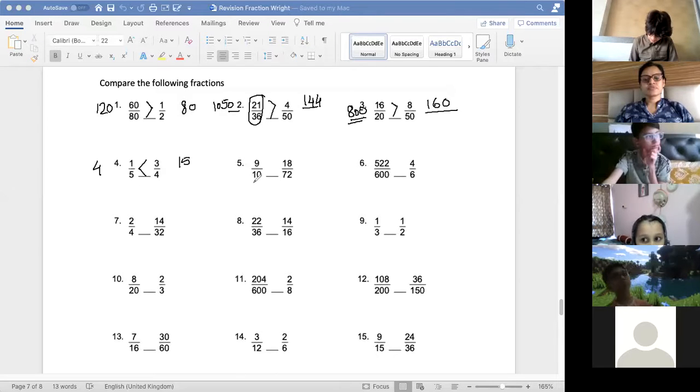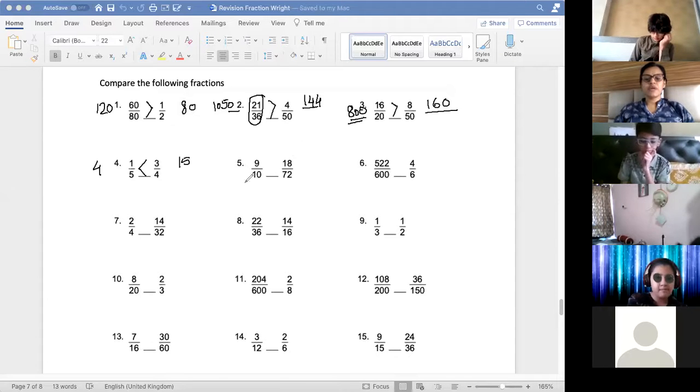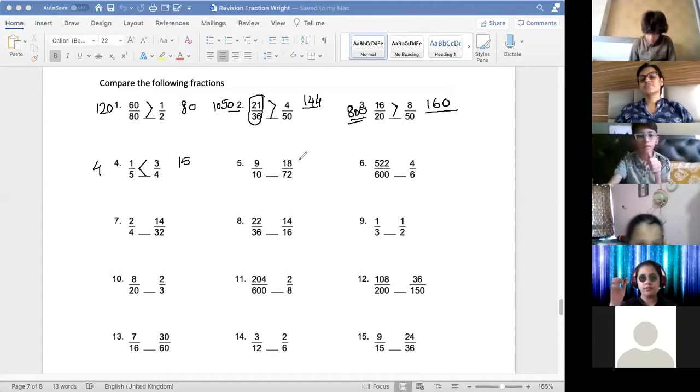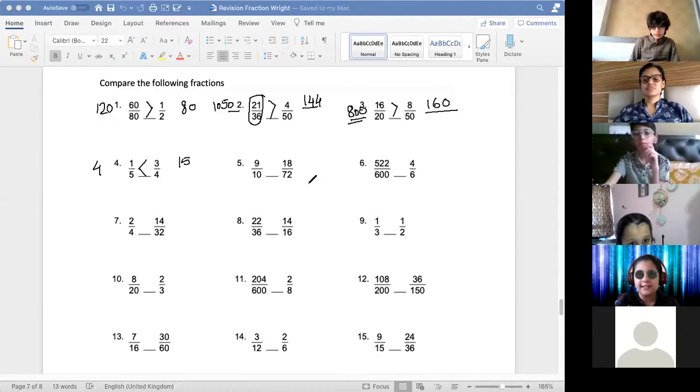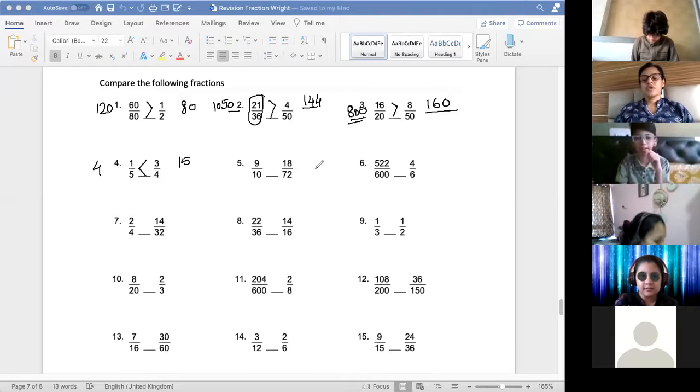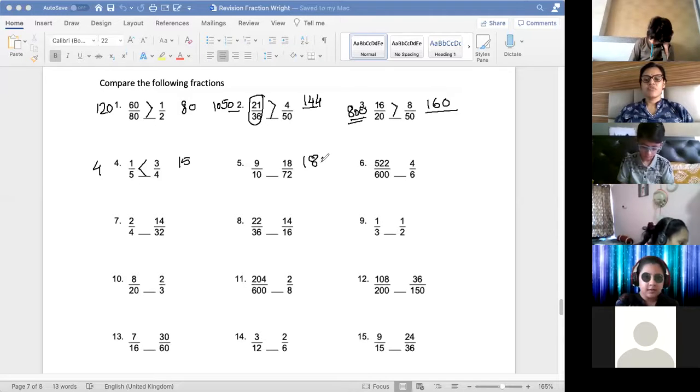Ma'am, 6 fours are 24. Yeah, ma'am, multiply. Ma'am, what is it? 10 into 18. Ma'am, 10 into 18 is 180. Rashda, answer. Yes, Rashda. 180. Where should I write 180, right side or left side? Right side. Okay. 180.